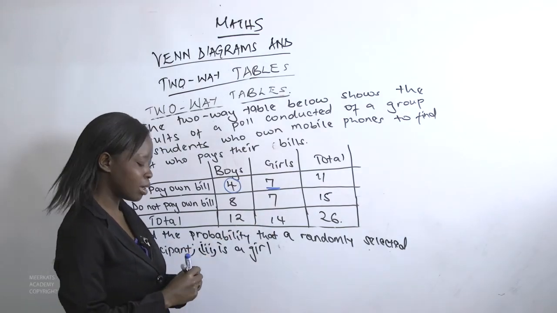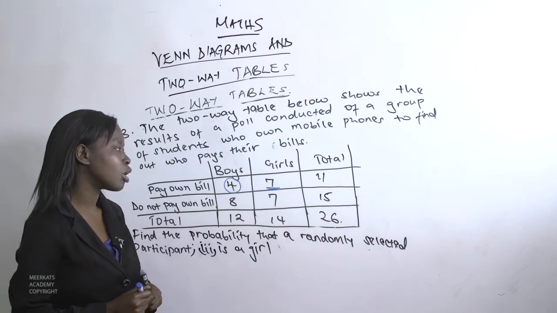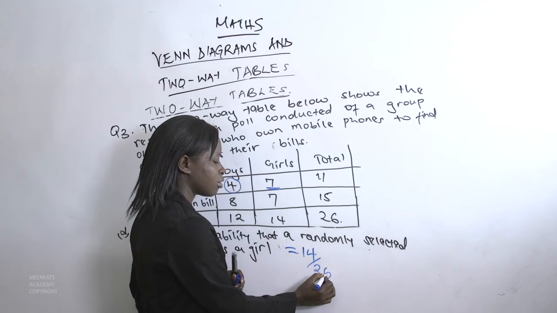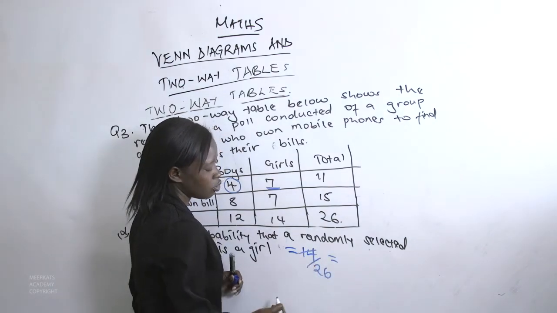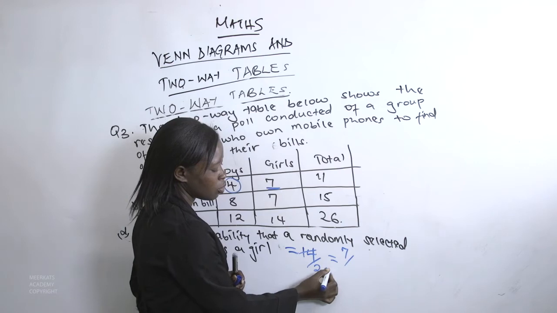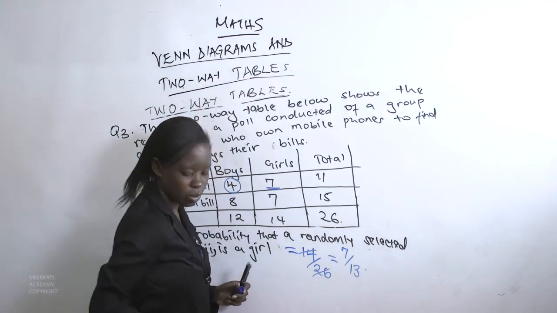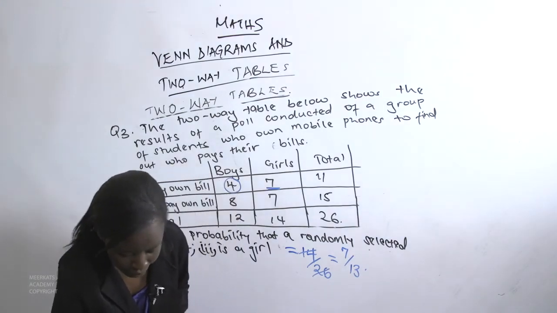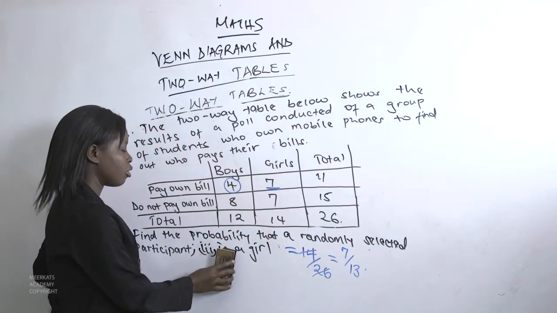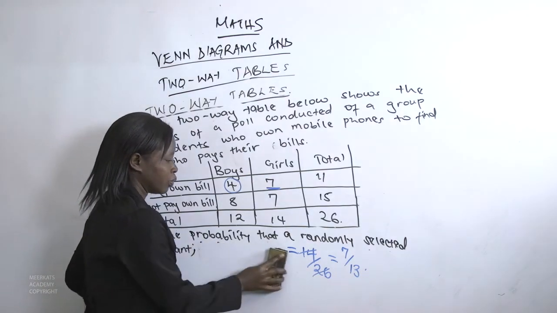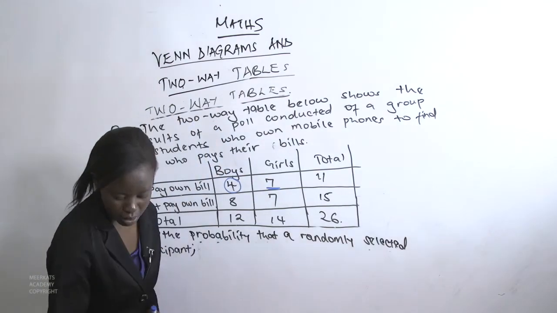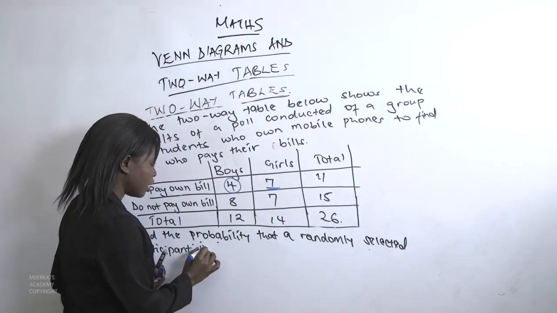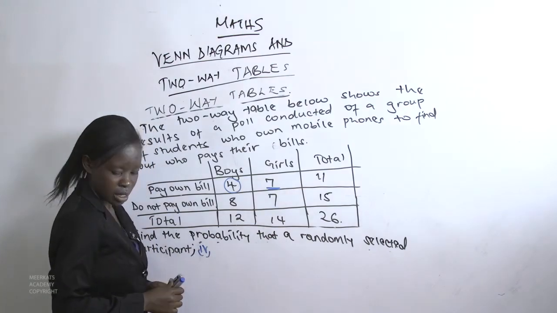So it means the probability that any student picked at random will be a girl will be obtained by 14 out of 26. If we simplify, 2 into 14 is 7, 2 into 26 is 13. So we get the probability that the student picked will be a girl is 7 out of 13. Then next, we are supposed to get the probability that the student picked does not pay their bill.